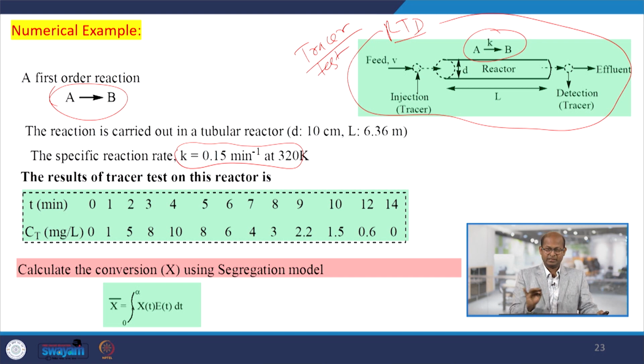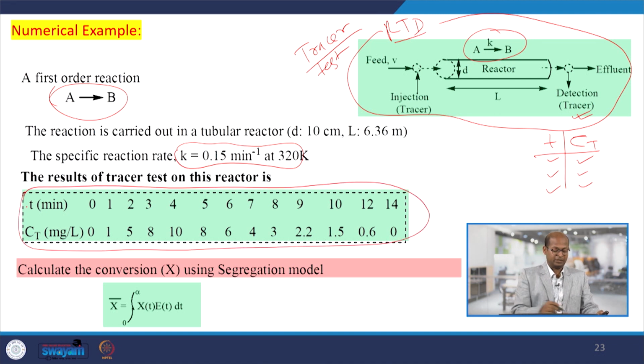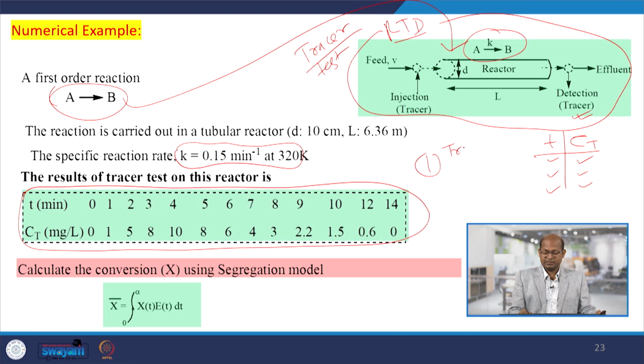So, without conducting reactions, we do the pulse tracer injections. Here we can find out the tracer concentrations, C(t), at different times. This table is given, the residence time distribution function from the tracer test results. With that tracer test, how can we find out the conversions if we conduct these reactions here? So, number 1 is the tracer test.